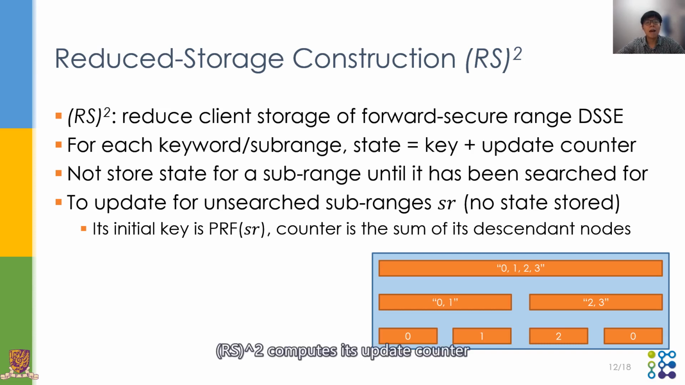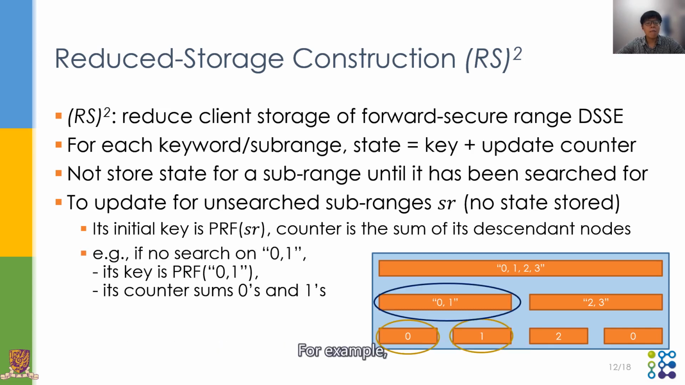R² computes its update counter as the sum of counters of its descendant nodes, which are stored as per single keyword DSSE. The address to store the update of the subrange is still based on its key and counters. Only after its first search will a new key be selected and stored. For example, if 01 has not been searched for, its key is PRF(01) and its counter is the sum of the counters of 0 and 1.